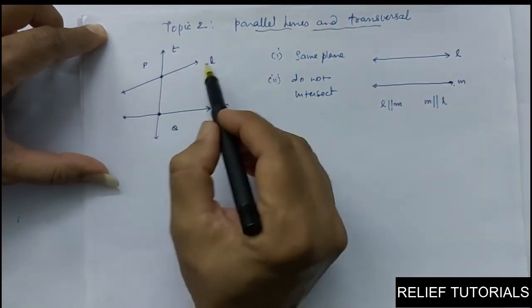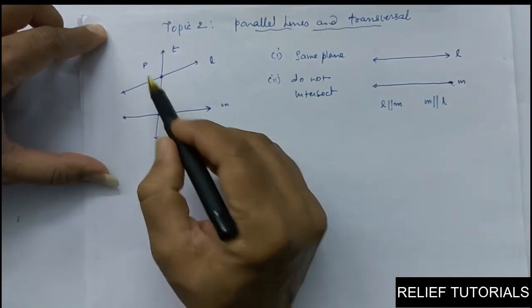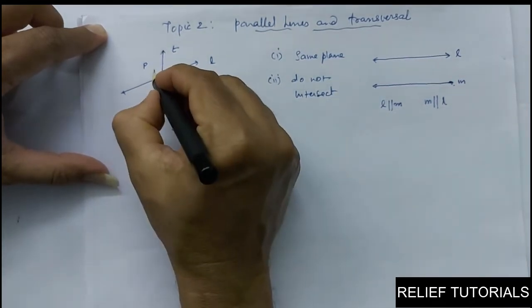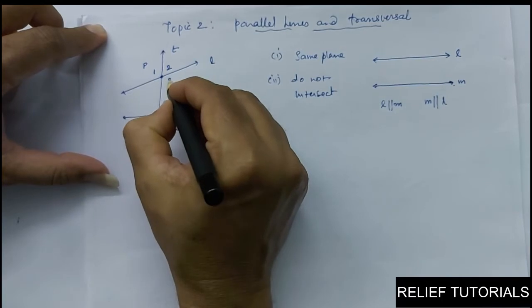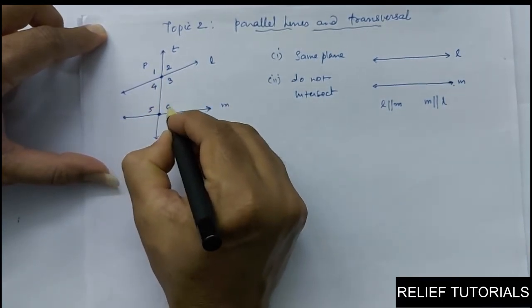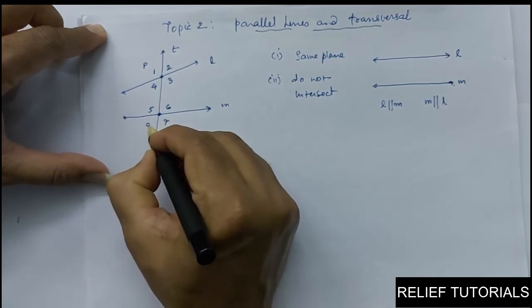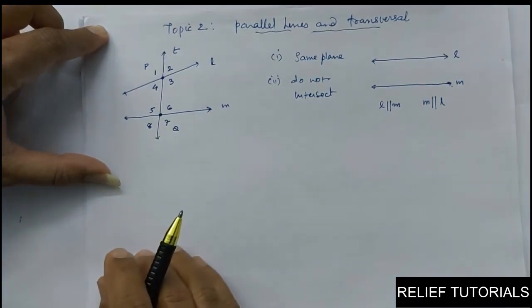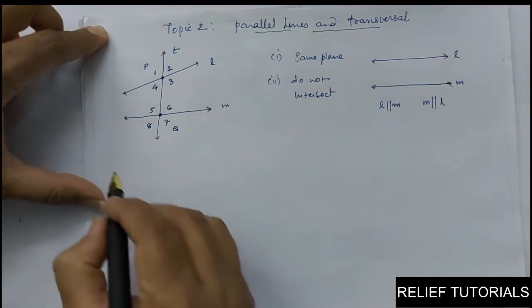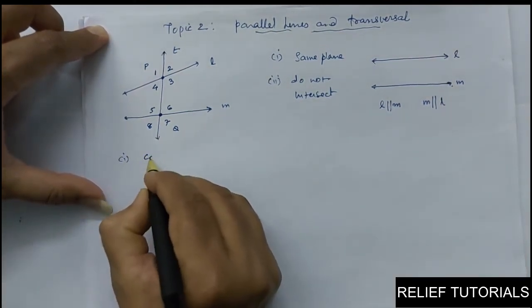As T intersects these two lines at two distinct points, four angles are formed at each point. I say this is angle 1, this is angle 2, this is angle 3, this is angle 4, and this is 5, 6, 7 and 8. So four angles are formed at each point. Now first we'll discuss corresponding angles.